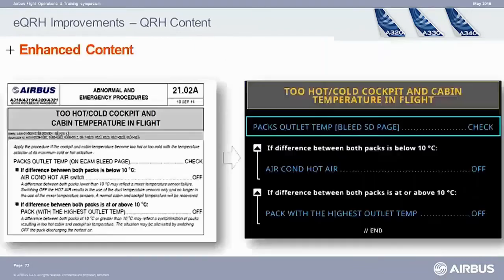So two examples here. The first example is a procedure from the A320 QRH. As you can see here, we removed from the procedure all the comments and additional information, which were moved to other flight operation manuals like the FCOM or the FCTM, and we kept in the electronic QRH only the steps. You can see in this example that the objective to have the steps visible and the structure of the procedure visible is fully achieved.